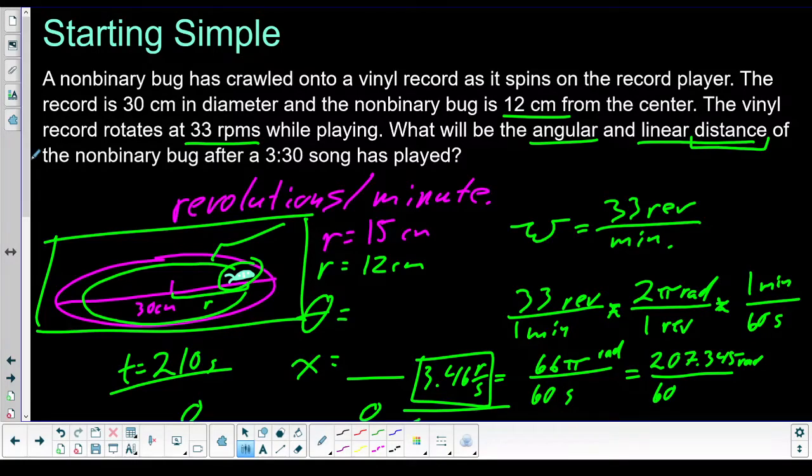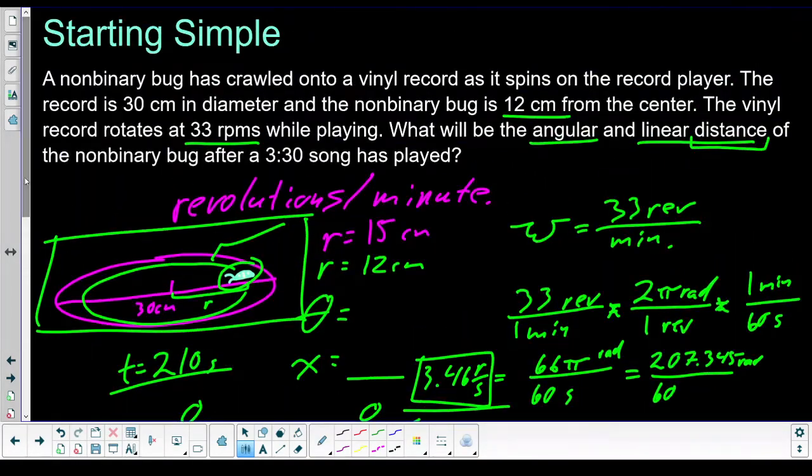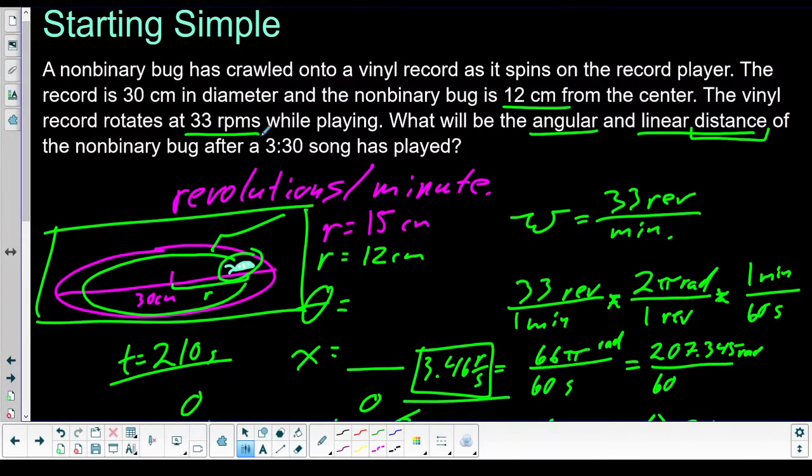So once again, we're doing the problems with numbers because every once in a while it's nice to get numbers all over your face and lick your fingers clean and whatnot. So there we go. There's a ladybug going on a disc. It rotates 115 times before the song ends, and it's going to go almost a football field.